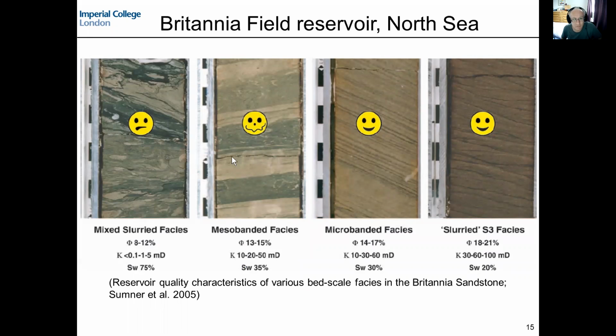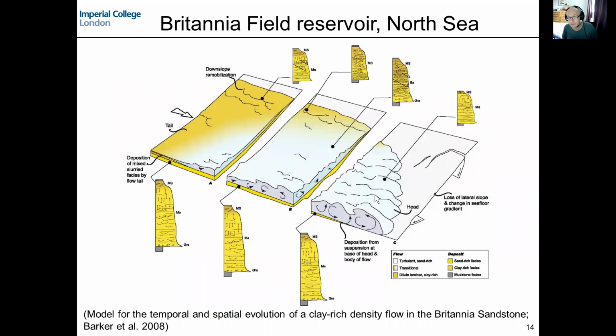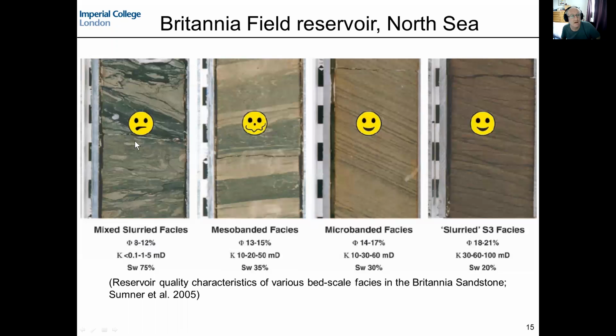At the bed scale, that type of behavior can give us quite different properties within a bed. So again, these are images of core photographs from the Britannia field. These are taken from some of the types of flows shown on this diagram in here. What we see is where we have this sort of slurry type behavior, we have sand and mud variably mixed within the same bed, and we can have pretty poor reservoir quality, millidarcy permeability, relatively low porosities.